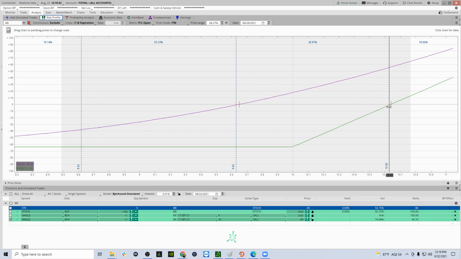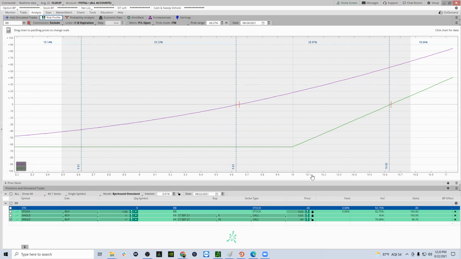Now, it's more complicated than that because delta can change. When you are long a call, as the underlying rallies, as the stock goes up, as BlackBerry goes up, the delta will actually increase. As we drop, the delta will decrease. This is called gamma. I'll get to that next week.